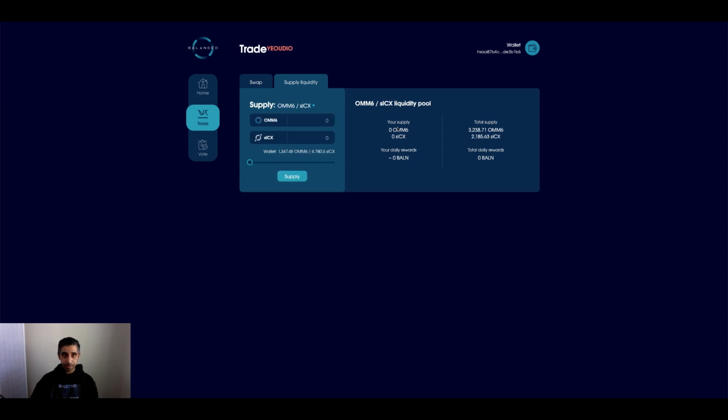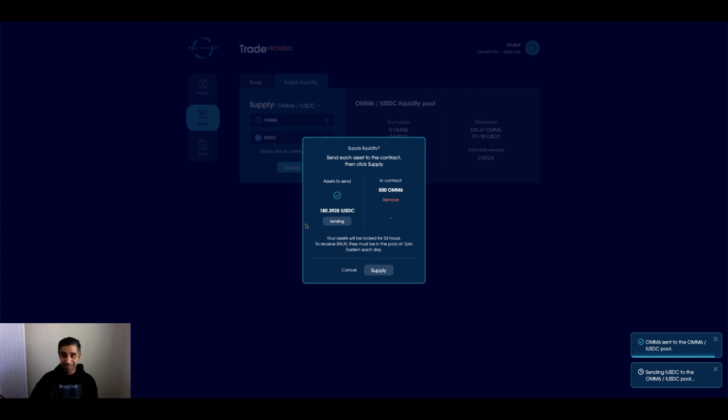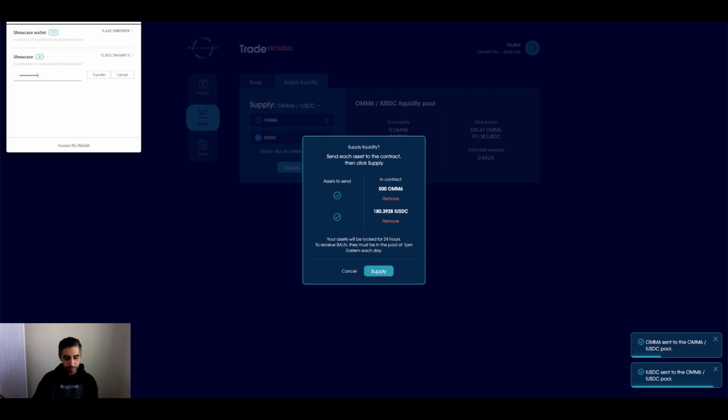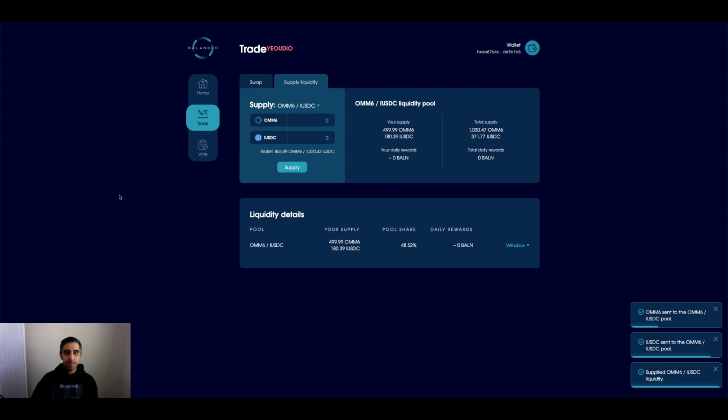So let's add a bit of liquidity here. The three pairs that we have is OM and staked ICX, and then the two stable coins that are launching with OM, which is USDS and USDC. So let's put some OM and USDC, and I'll just quickly supply it. So just like with balance, you need to do the two and then do the final supply. Great. I'm in the pool.